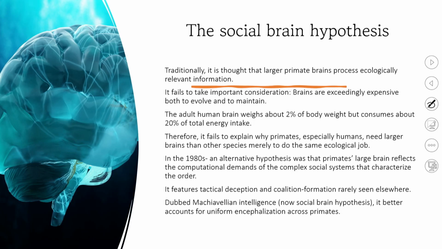So, traditionally it was thought that larger primates' brains process ecologically relevant information. So, larger brain, better information processing. Now, it fails to take into consideration an important variable, which is that brains are exceedingly expensive to evolve and to maintain. Now, if we have larger brains, so our close cousins, that is higher primates as well as humans, we have larger brain size. Now, to maintain this machine in a working condition is an expensive affair.